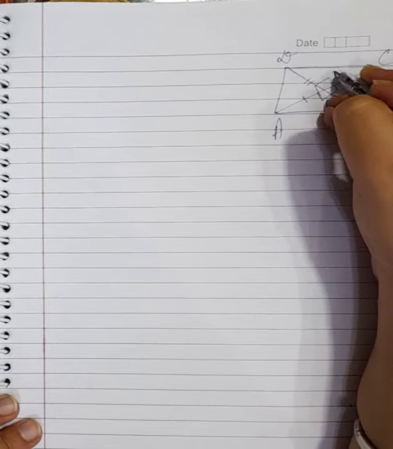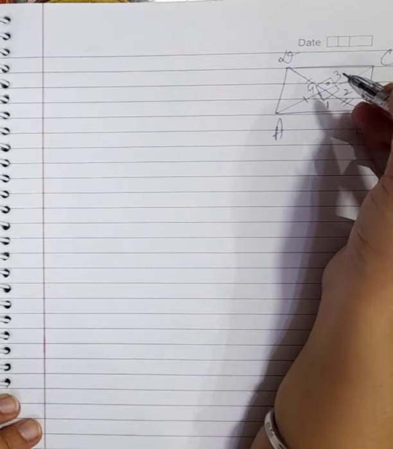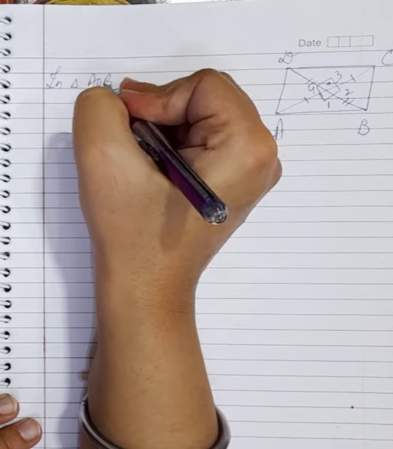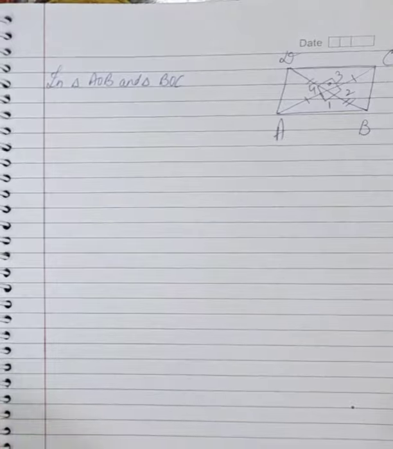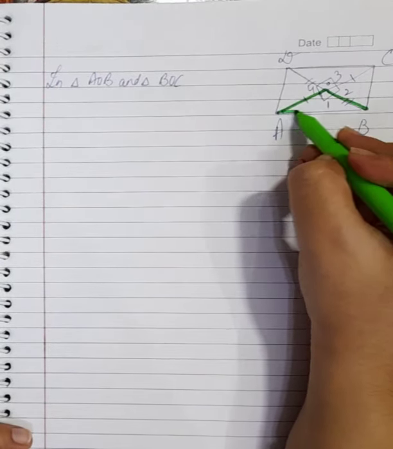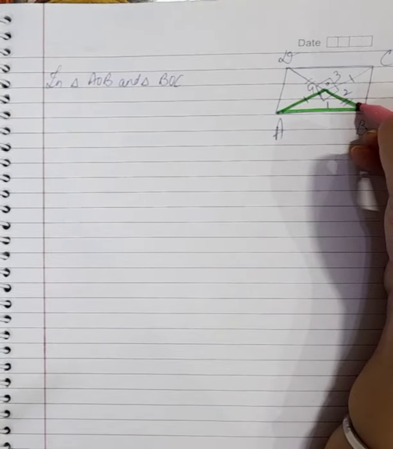Take any two adjacent triangles. Now this figure is already a parallelogram. In triangle AOB and triangle BOC, I'm taking these two triangles. I'll highlight them. This triangle and this triangle.